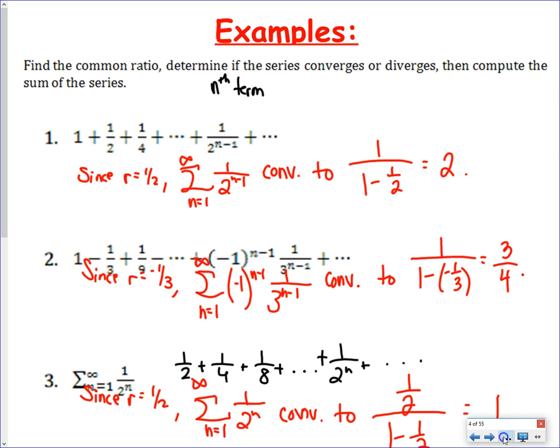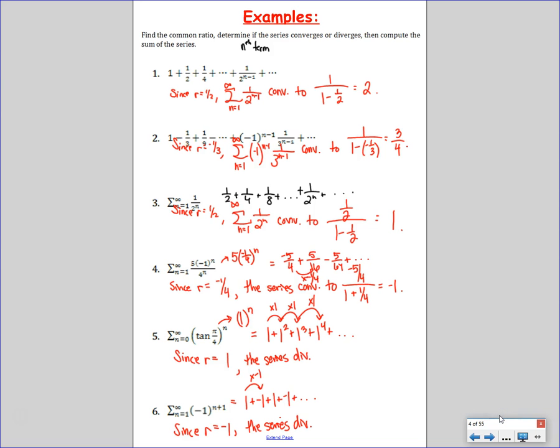Number 3, how about this one? Nth term test. 0, we know nothing. How about this one? Nth term test. 5 times negative 1/4 raised to the infinity is 0. 5 times 0 is 0. We know nothing. How about this one?